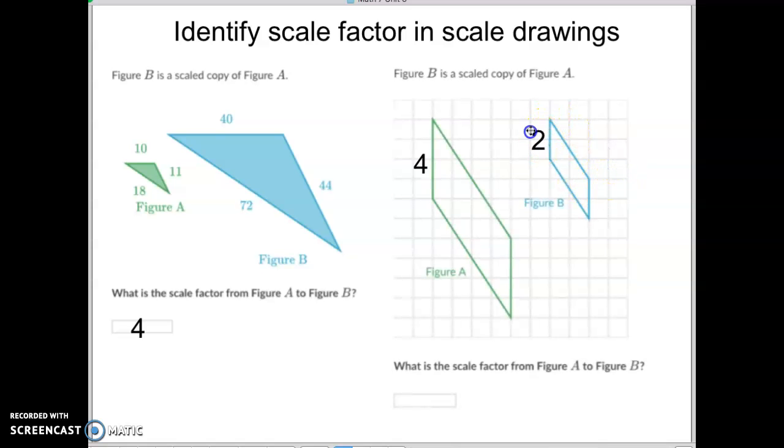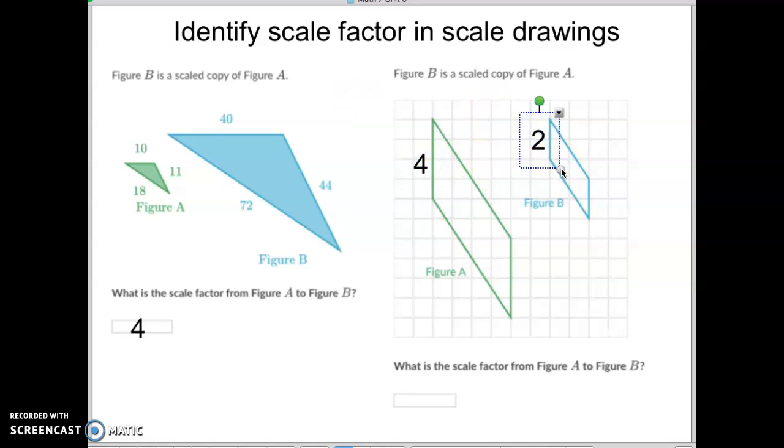Okay, remember it's not add or subtract. A scale factor is always multiply. What do you multiply 4 by? A little bit of a trick question. What do you multiply 4 by to get to 2? If you say 2, you're wrong because 2 times 4 would be 8. What do you multiply 4 by to get to 2?